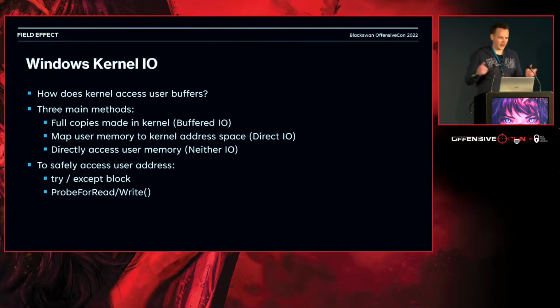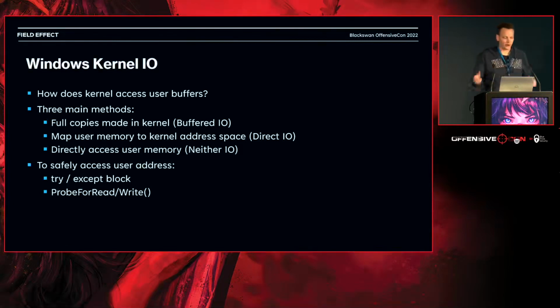The second method, direct I/O, is when kernel will lock the user mode pages in memory and then create a mapping of a kernel address pointing to the same physical pages, so that it doesn't require any copying. It's a little faster, but both user mode and kernel mode can see and change the values in those memory pages. So if you're writing code that's doing direct I/O, you need to make sure you're aware of the issues that can come up if user mode changes things on you.